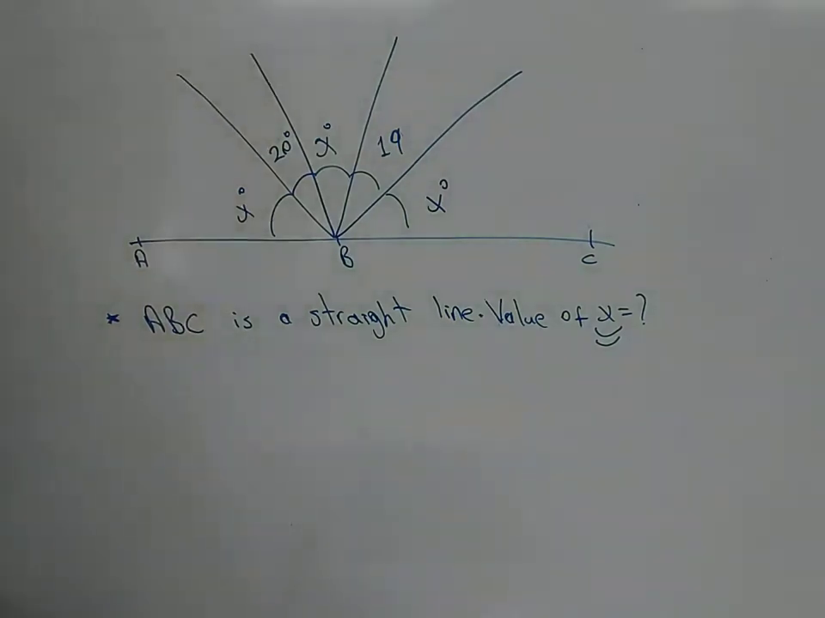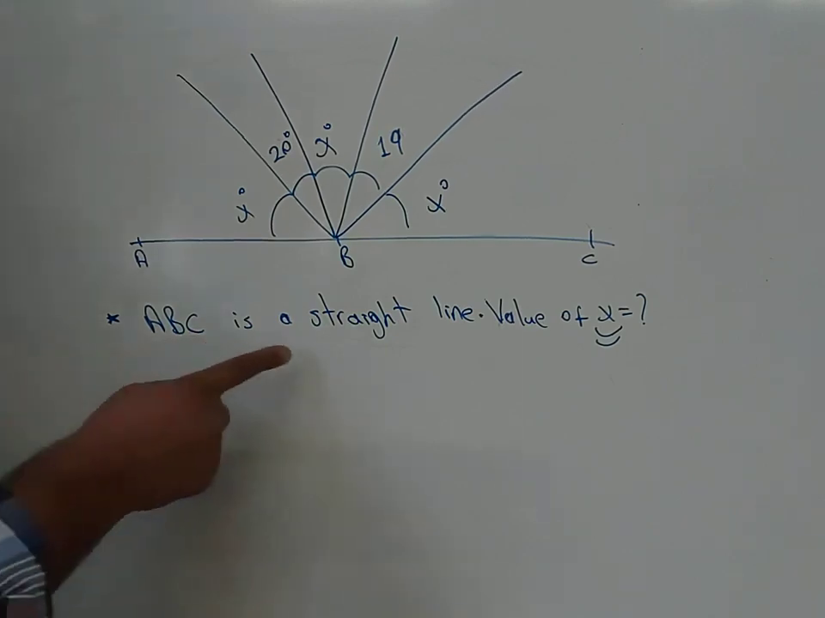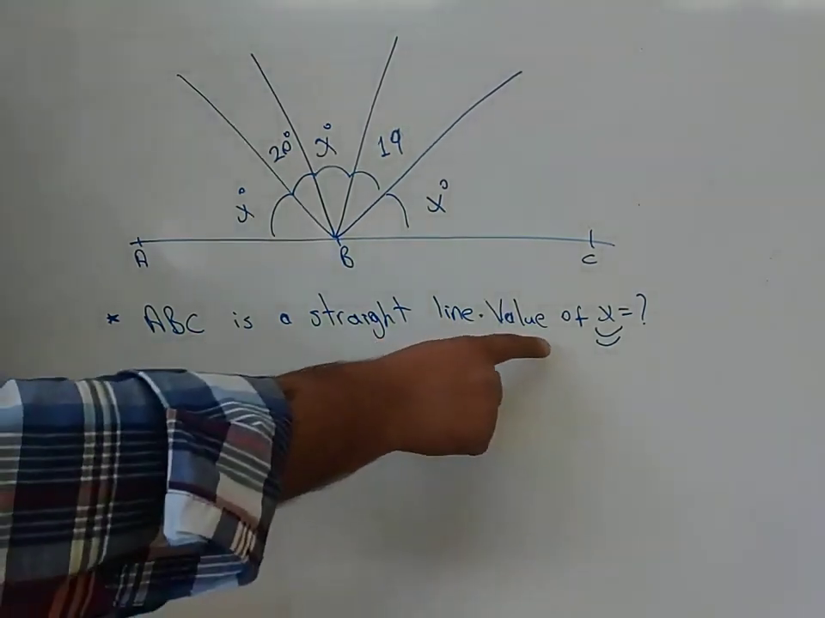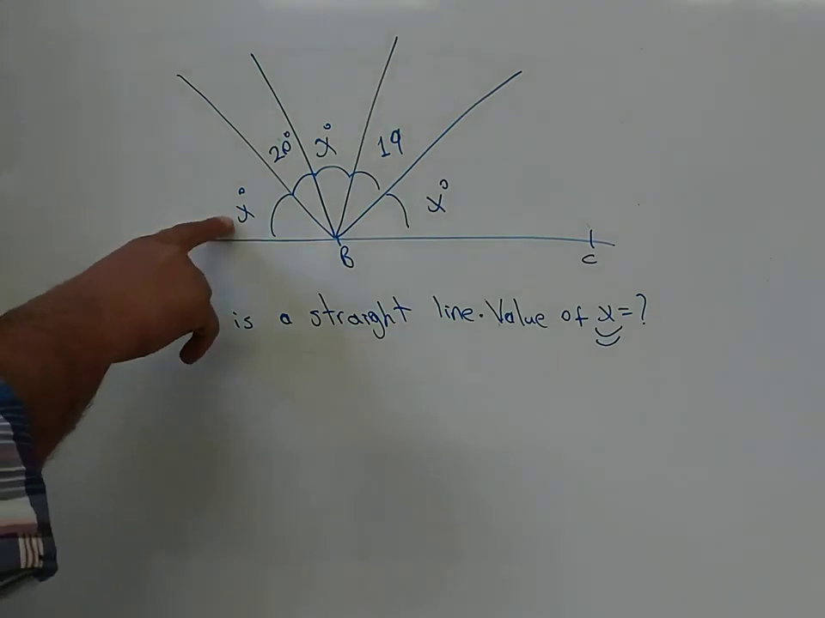Hello and welcome. In this lesson I'm going to show you 3 easy questions about geometry that you come across in Olympiads. So my question is, given ABC is a straight line, find the value of x.